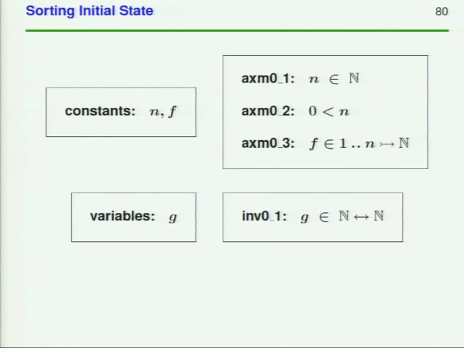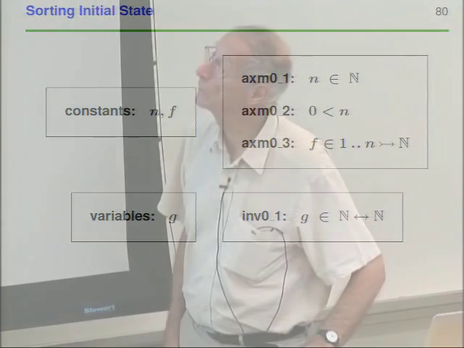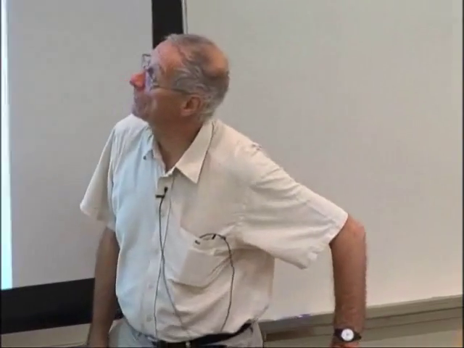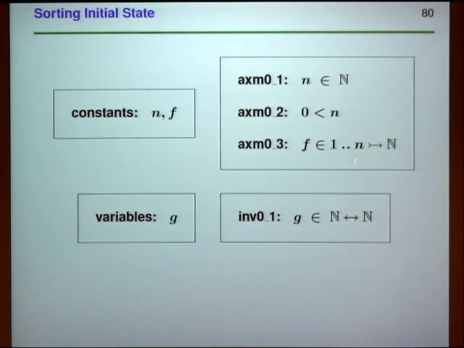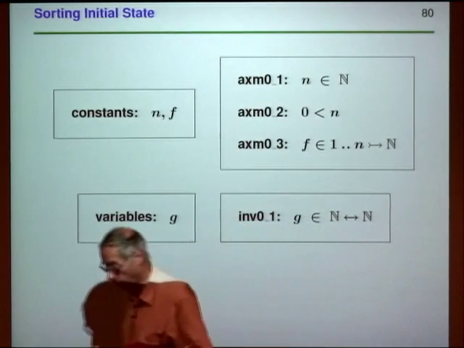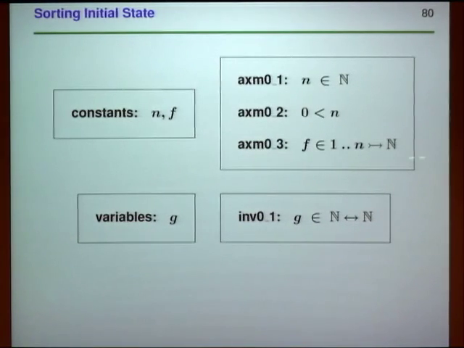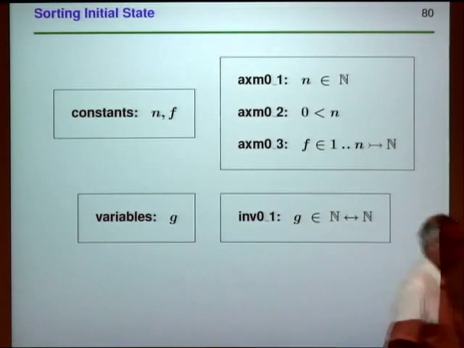So we start as usual by defining our axioms where we present the parameters. N is a natural number. 0 is smaller than N, so N is positive. And F is a function from the interval 1..N to the natural numbers. I have decided to take an injective function here to simplify things, so all elements are distinct in this array. And at this point, for G, it's just a binary relation between natural numbers.